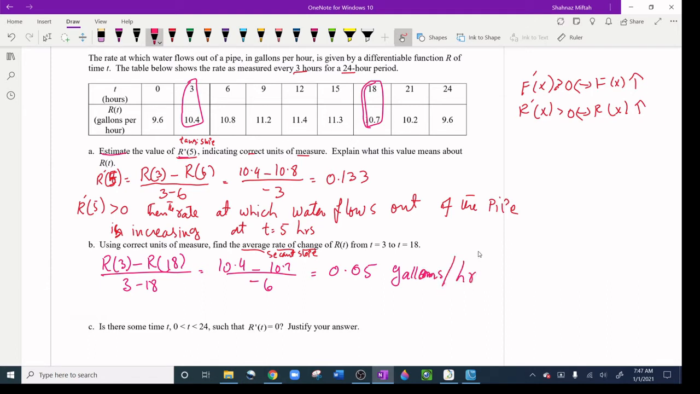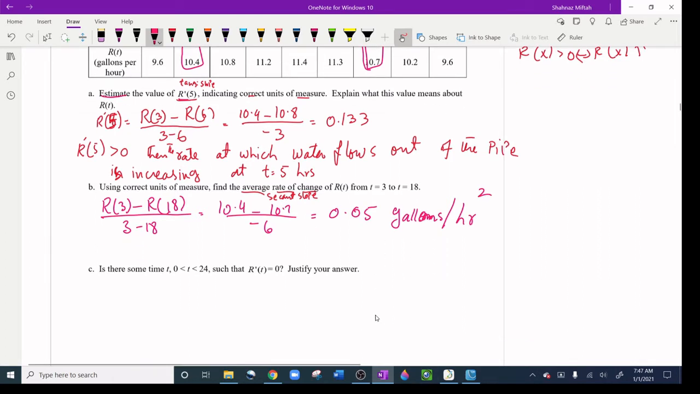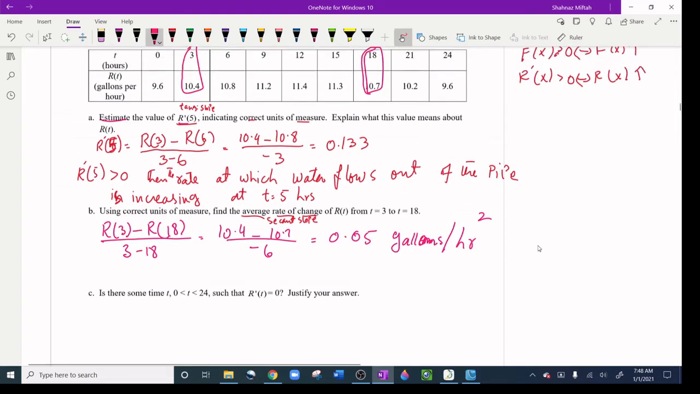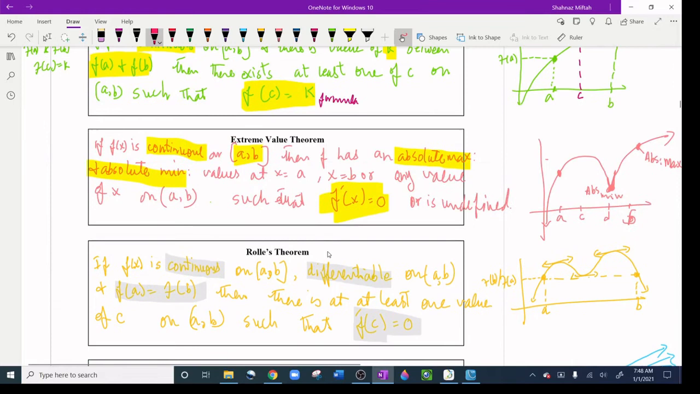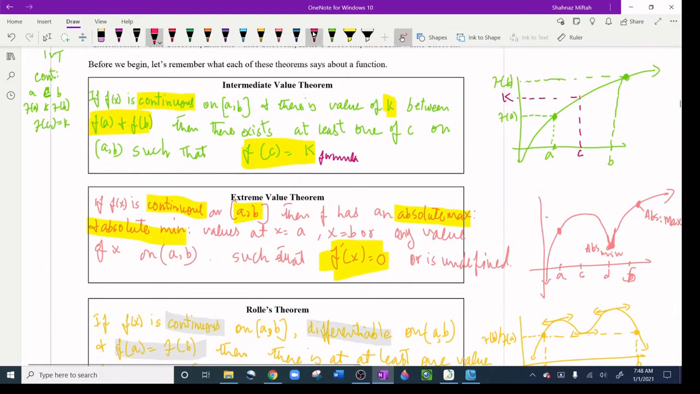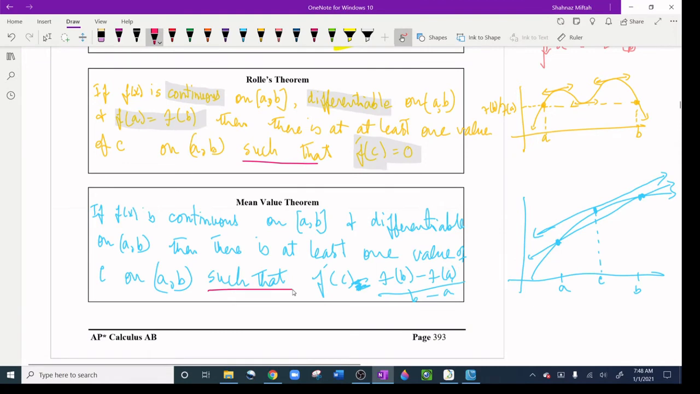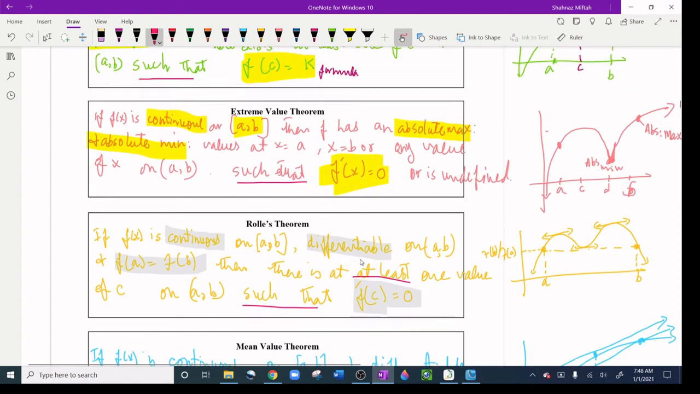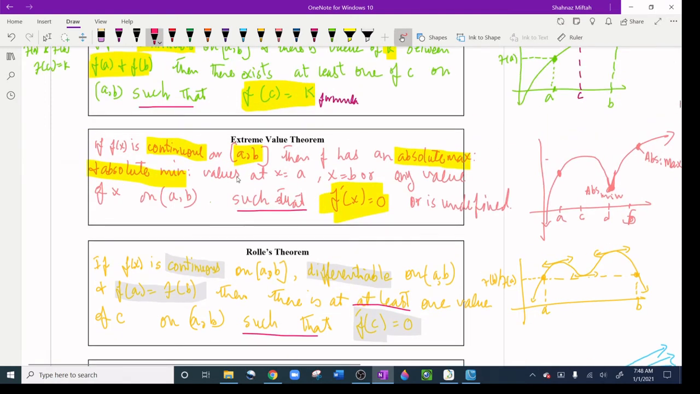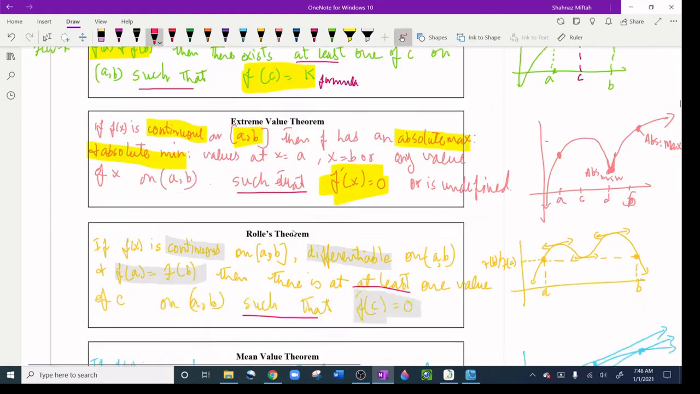per hour squared. Is there some time t between 0 and 24 such that, okay, remember when we were doing those theorems, I said that the word such that is important here, like right here, such that, over here, such that, over here, such that. Every theorem has the word such that, or and at least. The word at least, and from this wording, we know that this is a theorem they are talking about.